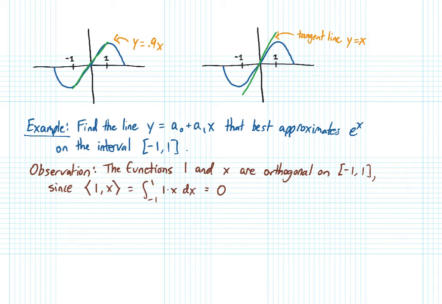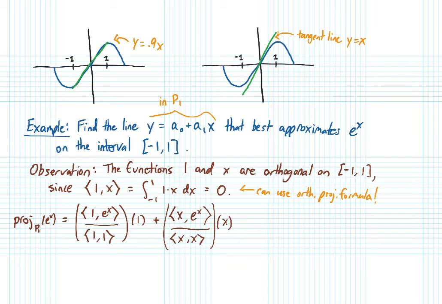But in this case, we're lucky because the standard basis elements, 1 and x, are actually orthogonal on the interval from -1 to 1. And you can see this just by doing the calculation of the inner product. When you take the inner product of 1 with x, that's the integral from -1 to 1 of 1 times x, and when you calculate that integral, you get 0. And so that's great. That means that we can use the orthogonal projection formula.